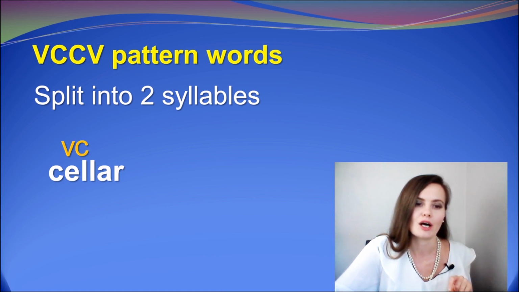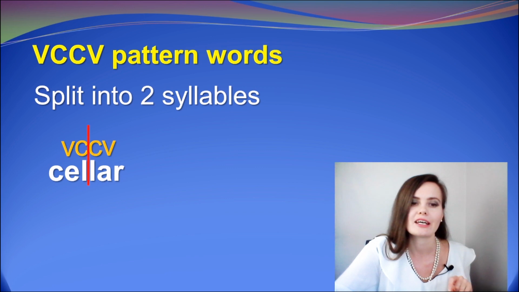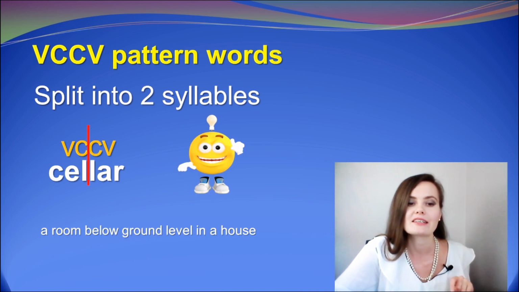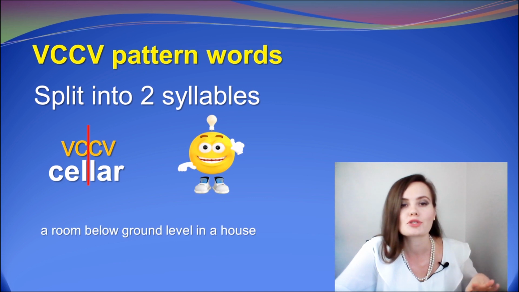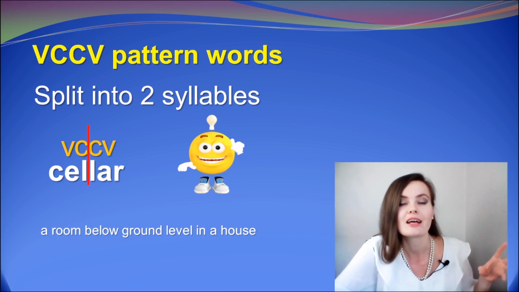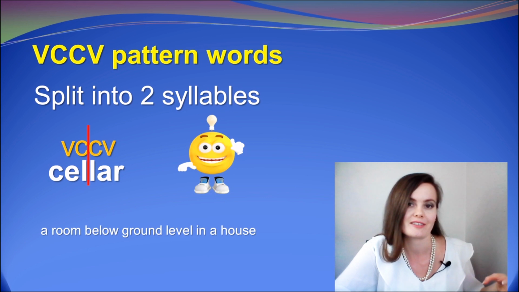Vowel, E is the vowel, O consonant, O consonant, A vowel. We split in between and we get cellar, cellar. So cellar is a room below ground level in a house. You can store some products in it. You can store, for example, carrot or potato for winter. Before when people didn't have fridges, they used to use cellars.